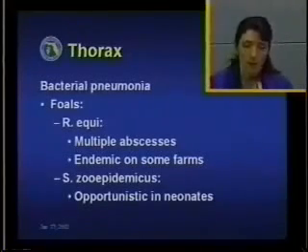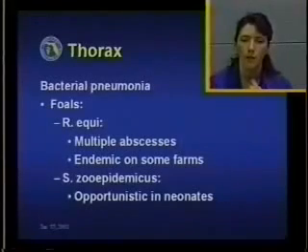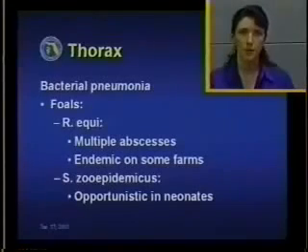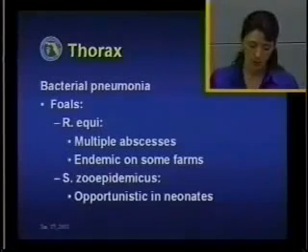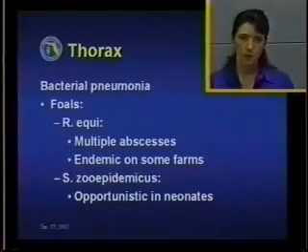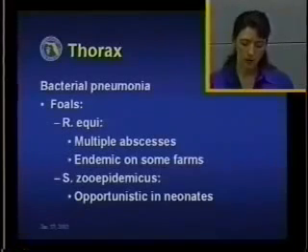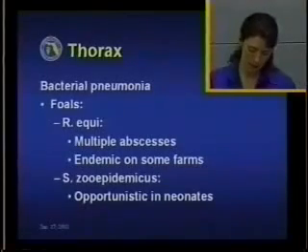The foals on these farms will very commonly become sick around 3 to 4 months of age, and year after year this is observed in every foal crop. A way to try to decrease the incidence of disease in these foals is to administer hyperimmune plasma as soon as they're born. Another cause of bacterial pneumonia in foals will be Streptococcus zooepidemicus, and this is more an opportunistic organism in neonates.